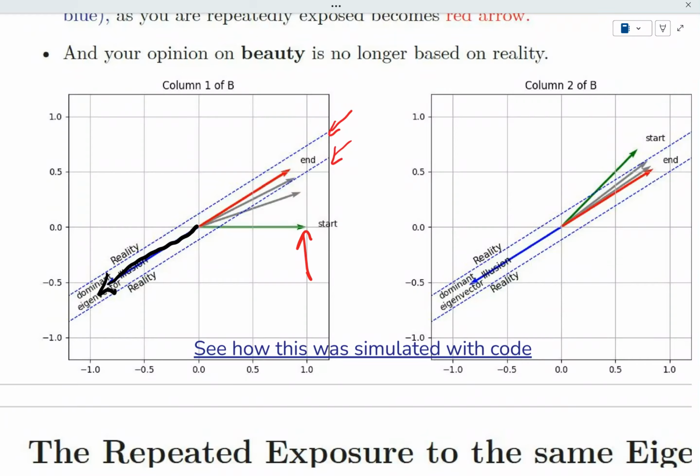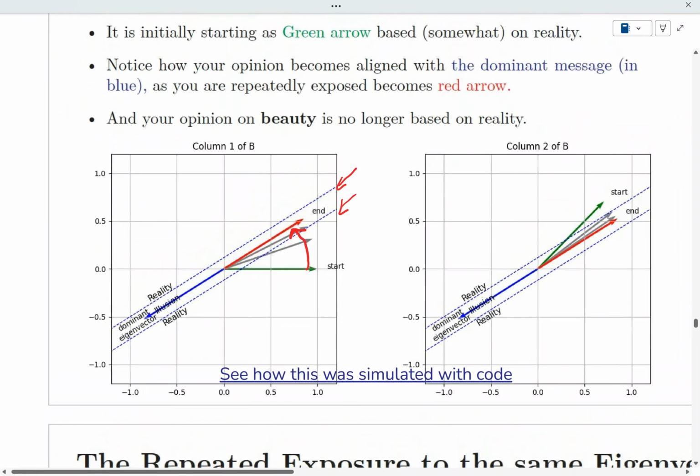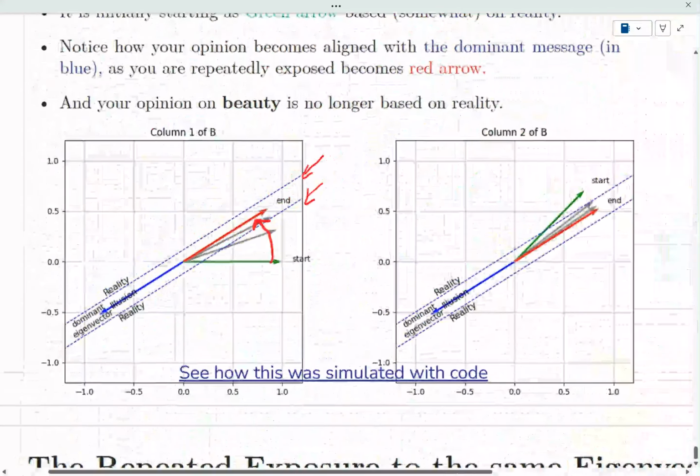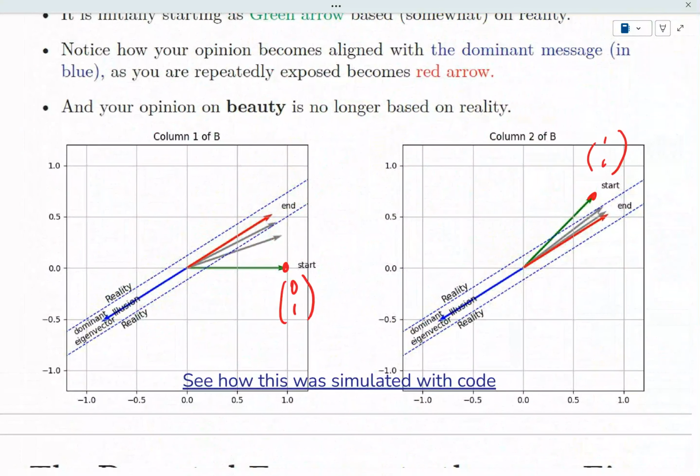However, if you get exposed to the message again and again, the way you think actually becomes aligned to the dominant eigenvector of the message. You're essentially changing your opinion. So the first vector was 0, 1, and the other was 1, 1. Notice how this vector is 0, 1, and this vector is 1, 1. Those are the two vectors representing your opinion about beauty.